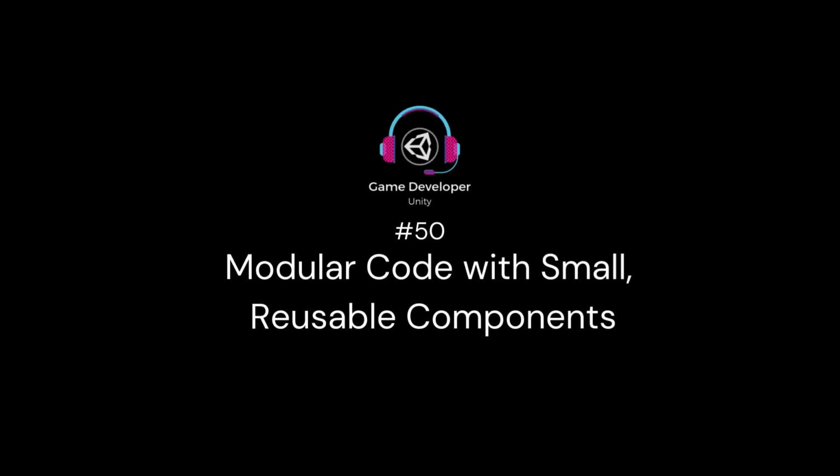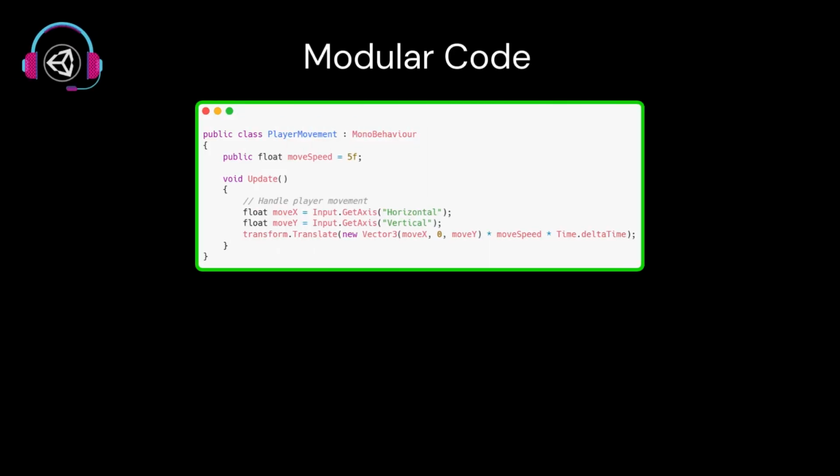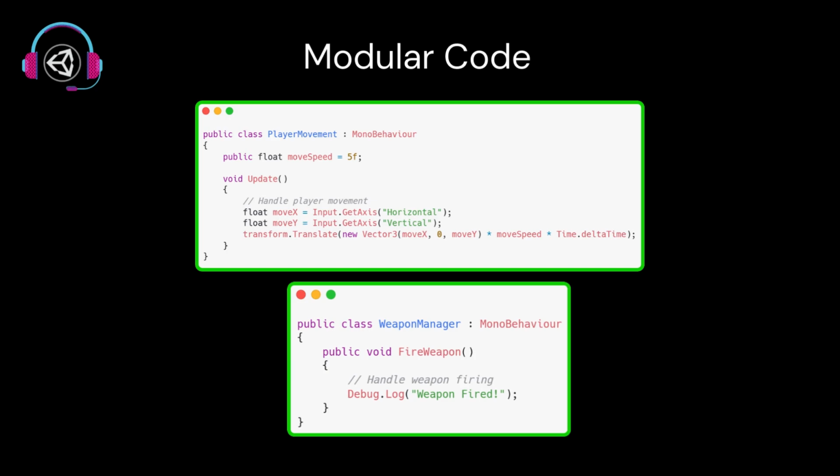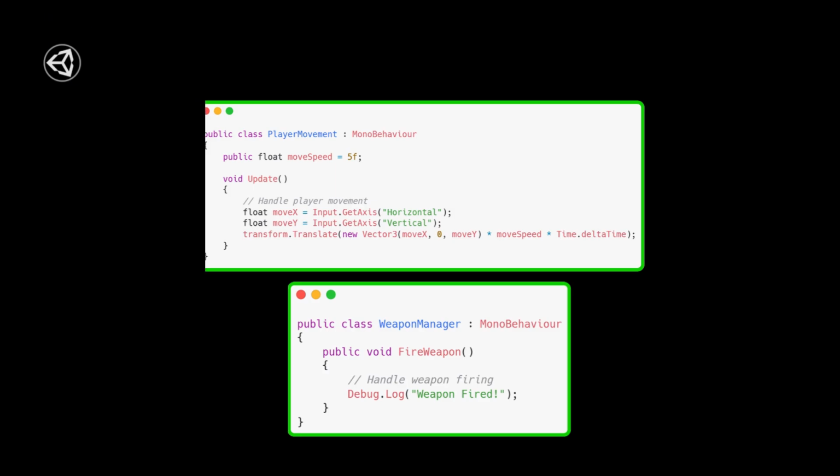Tip number 50. Write modular code with small, reusable components. Large, monolithic scripts can be hard to maintain, debug, and extend. To avoid this, break your code into smaller, more modular scripts. Each script should handle a single responsibility, like a player movement script or a weapon manager script. By breaking your code into smaller, focused components, you make it more maintainable, reduce the risk of errors, and can optimize individual sections more easily.